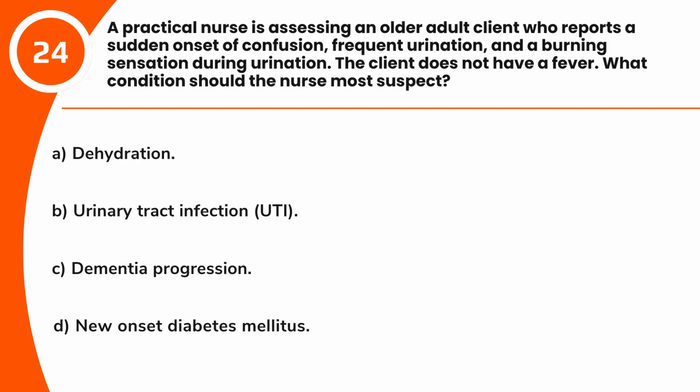Question 24. A practical nurse is assessing an older adult client who reports a sudden onset of confusion, frequent urination, and a burning sensation during urination. The client does not have a fever. What condition should the nurse most suspect? A. Dehydration. B. Urinary tract infection, UTI. C. Dementia progression. D. New onset diabetes mellitus.